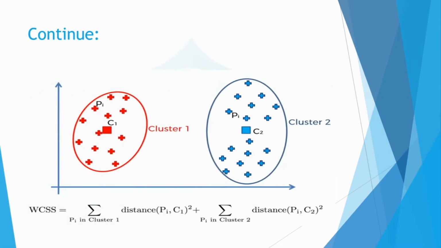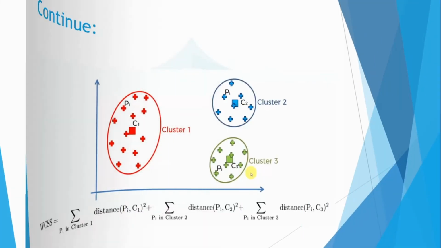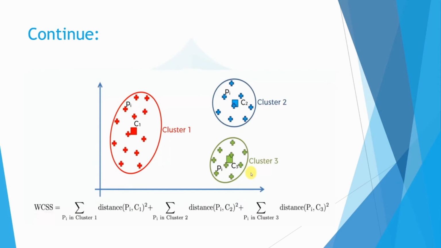So these are our 2 clusters, C1 and C2, with their centroids. Now the same formula will be applied, but in this, instead of calculating for cluster 1 only, we will now also add the distance of cluster 2. To reduce the value of WCSS further, now we will choose 3 clusters. So this is the formula for 3 clusters.